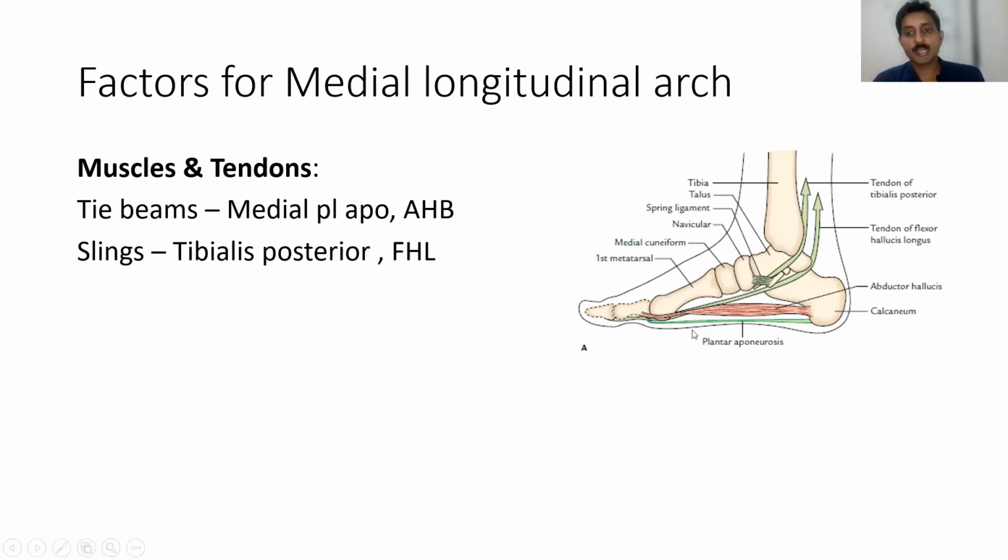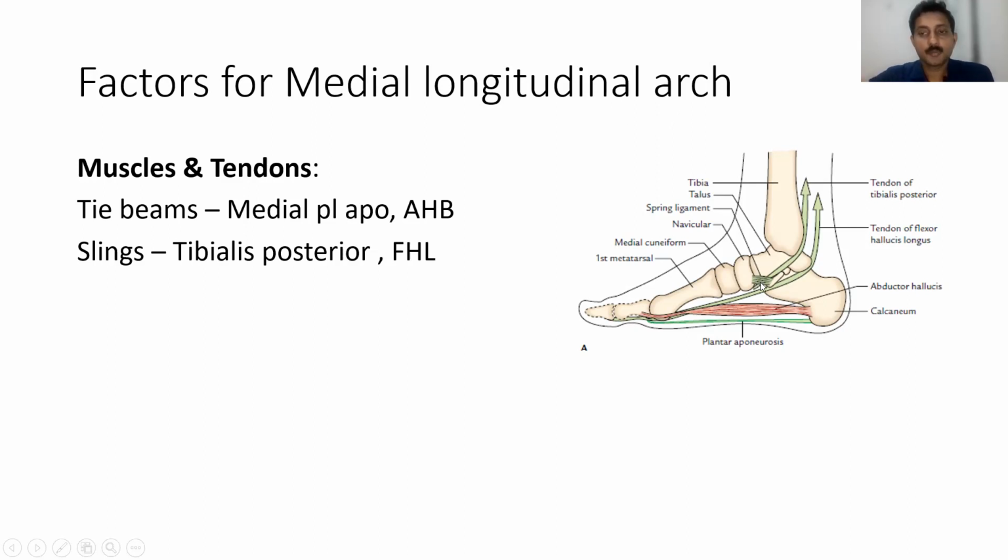The medial part of the plantar aponeurosis forms a tie beam along with one more muscle here that is called abductor hallucis. What is hallux? Hallux is the one which is attached to the first toe. Okay, abduction of the first toe, otherwise called the great toe. Medial part of plantar aponeurosis and abductor hallucis would form the tie beam of which arch? Medial longitudinal arch.